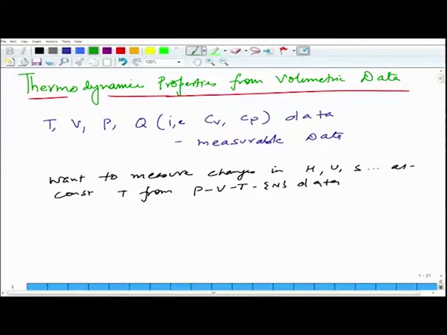Now, what are the typical data which are usually available? The data is usually given in two forms. One is V as a function of T, P, N. Now, this is easier to measure.